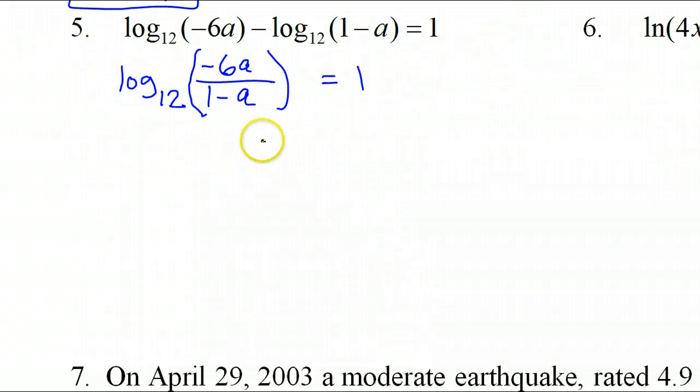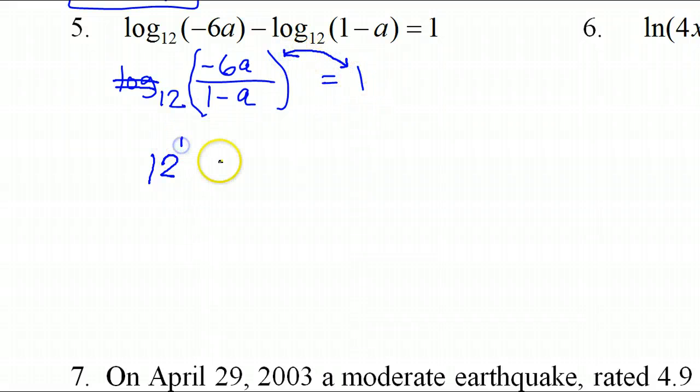Okay, so in exponent form, I start with the base, which is 12. Okay, there will be no log in exponent form. But these two parts will trade sides. The 1 will come over here as the exponent, and this fraction will come over here. So negative 6a over 1 minus a. So I have this. Of course, 12 to the 1 power is just 12. So now it's just a matter of solving this.